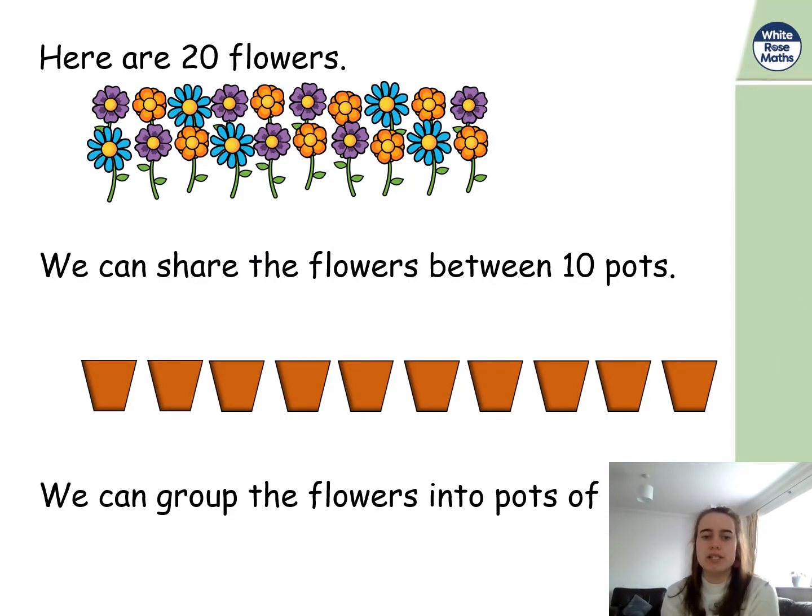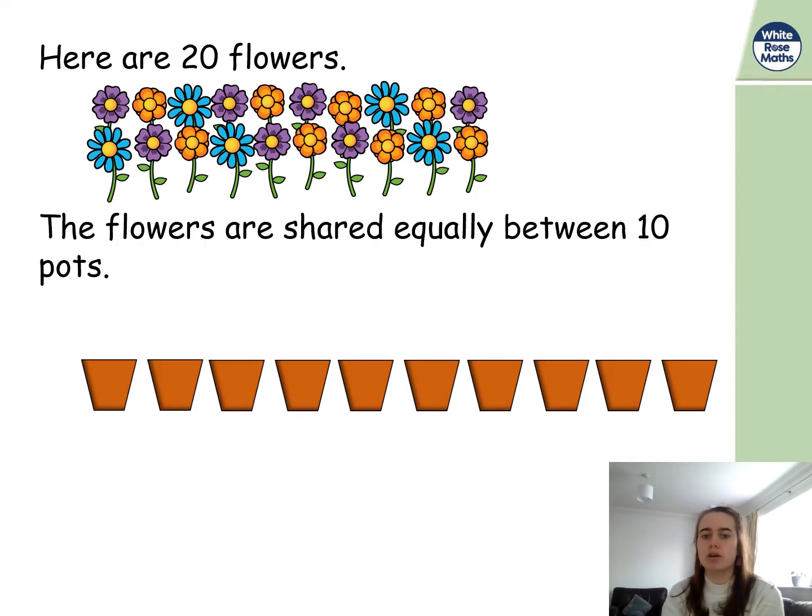So here are 20 flowers. We can share the flowers between 10 pots. Can we group the flowers into pots of 10? So into pots of 10. What do you think? If we can share 20 between 10, do you think we can also group them into 10? I reckon we can.